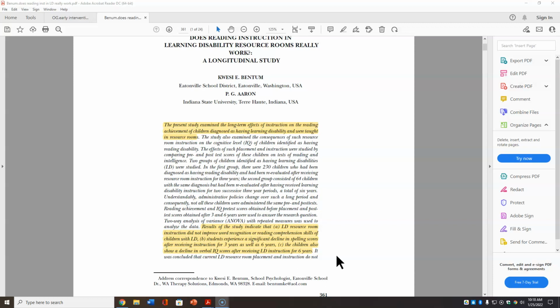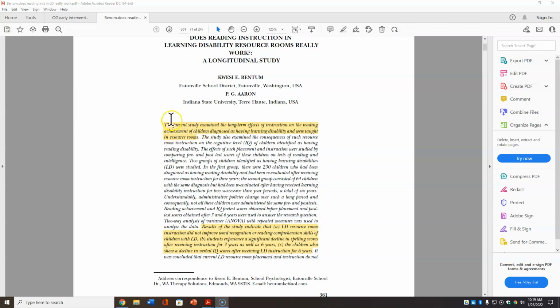Most people do not read articles straight through from beginning to end. We look at a couple of things and then we go back and read in a recursive manner. So I'm just going to think out loud as I read through this article. But we always start with the abstract. That gives us a sense of what the study was about and the results.